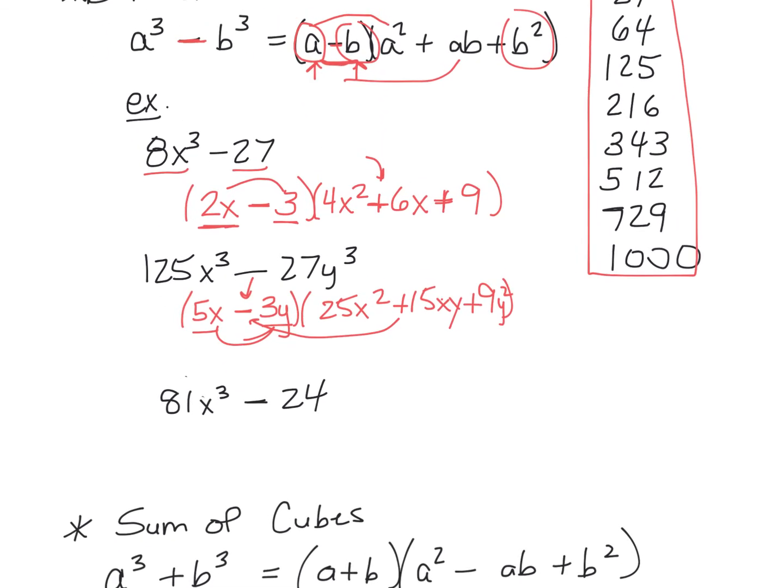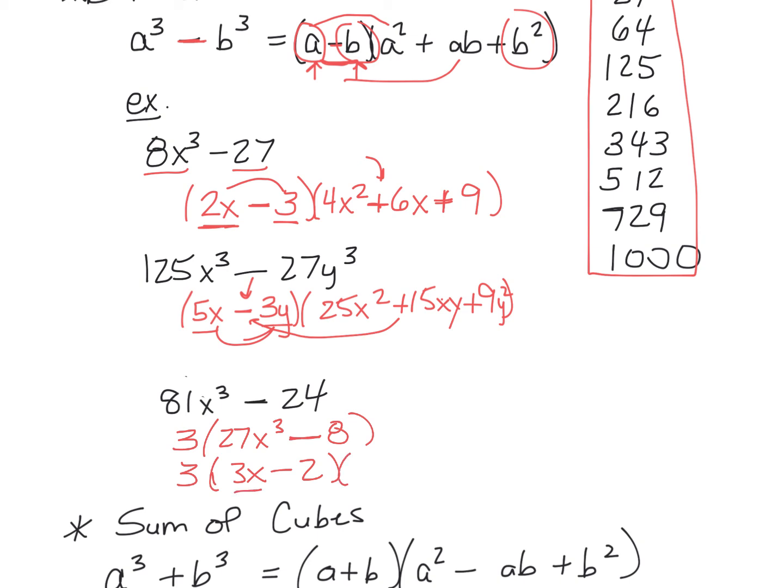This next example doesn't appear to be difference of cubes, but I could take a greatest common factor. I can take a 3 out of each of these. I'd be left with 27x cubed minus 8, which now is difference of cubes. Bring the 3 down, I'd have 3x minus 2, because 3 cubed is 27, 2 cubed is 8.